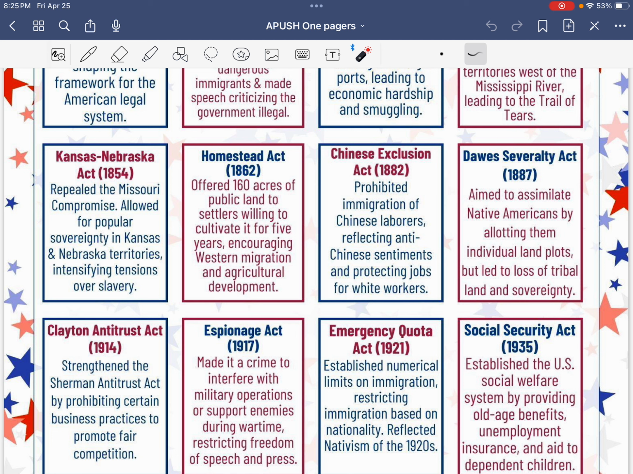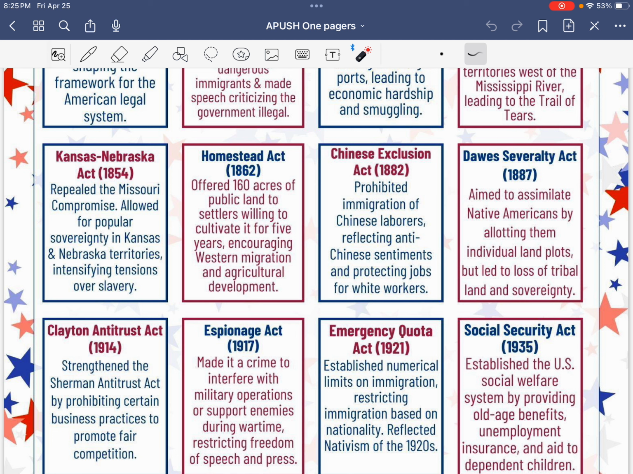The Homestead Act, 1862, in the middle of the Civil War, is basically offering 160 acres of free land to settlers who farm it and stay on it for 5 years, and at the end of those 5 years, you get that deed. It encouraged westward expansion, it encouraged populating that frontier area.